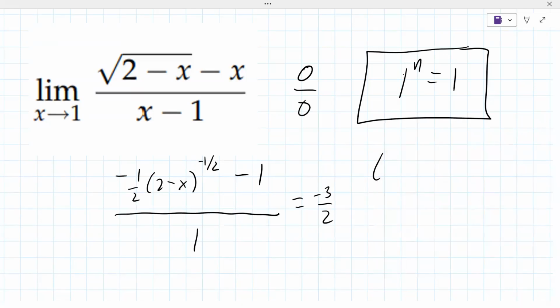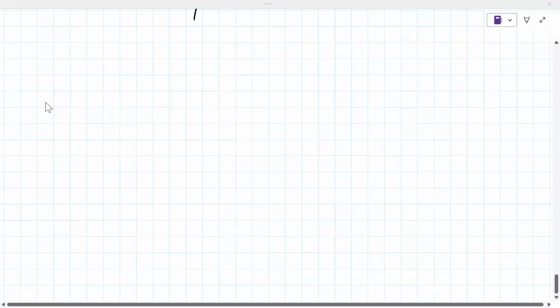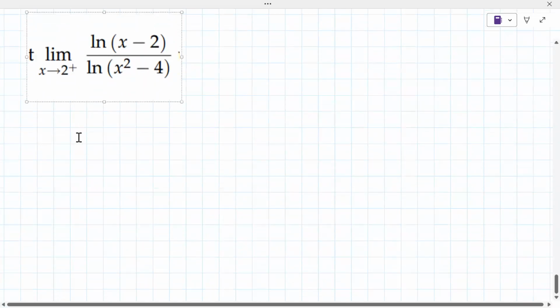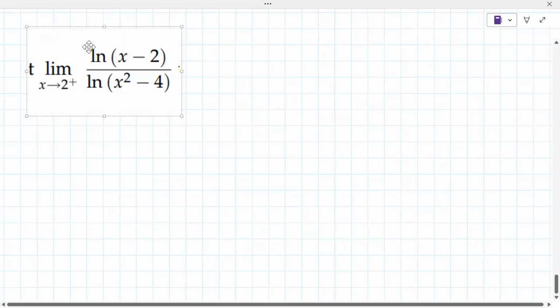But that was on me. No worries. Okay, new problem here for you to try. We'll maybe do an optimization problem here.